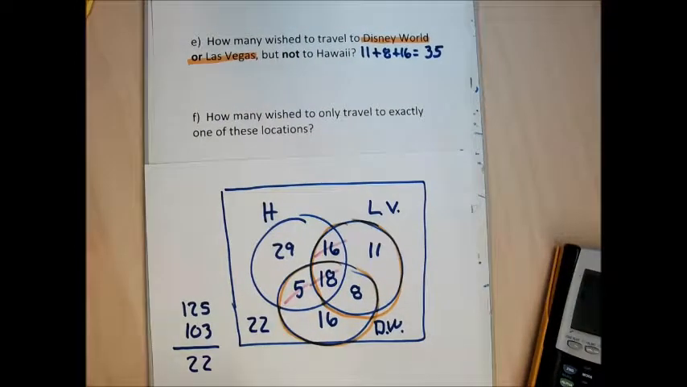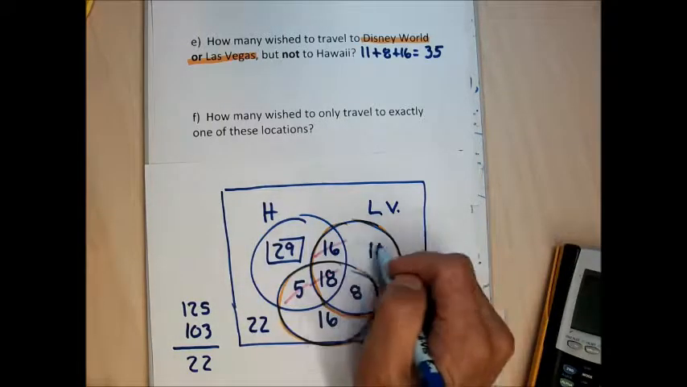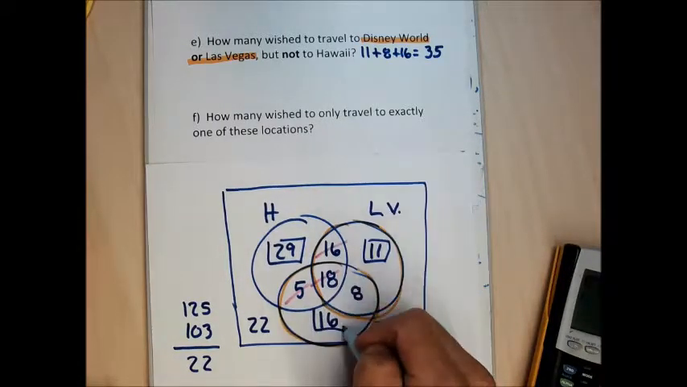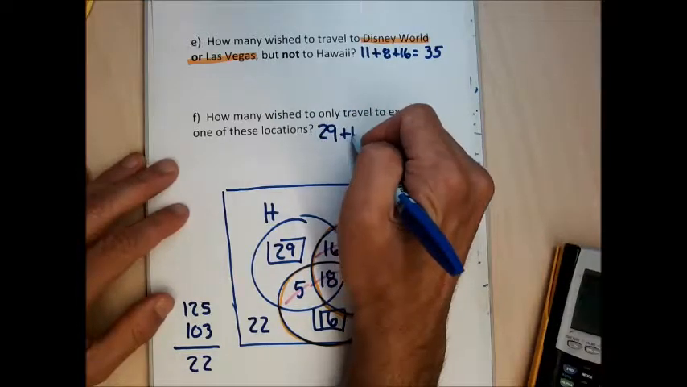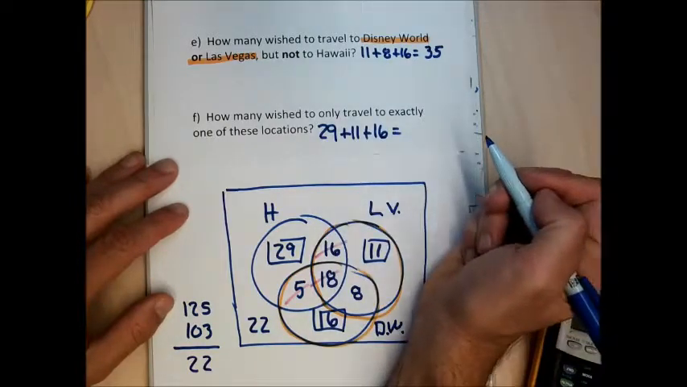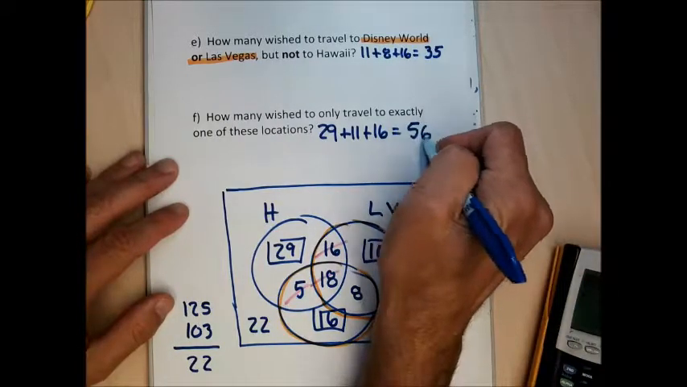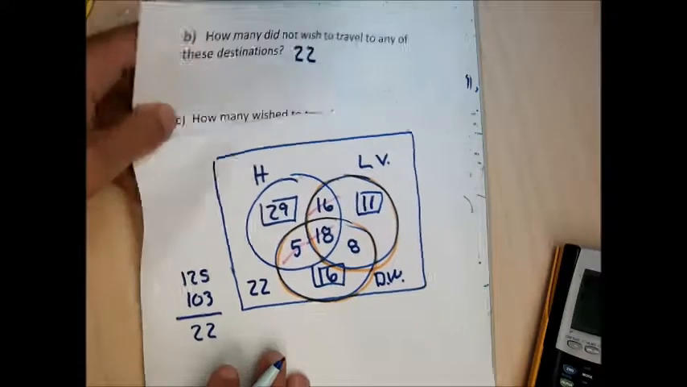Part F, how many only want to go to exactly one of these locations? That's all the single stray numbers. The 29, the 11, and the 16 that go to only Hawaii, or only Las Vegas, or only Disney. I think that adds up to 56. All right, that's tough. There's just no easy way around these.